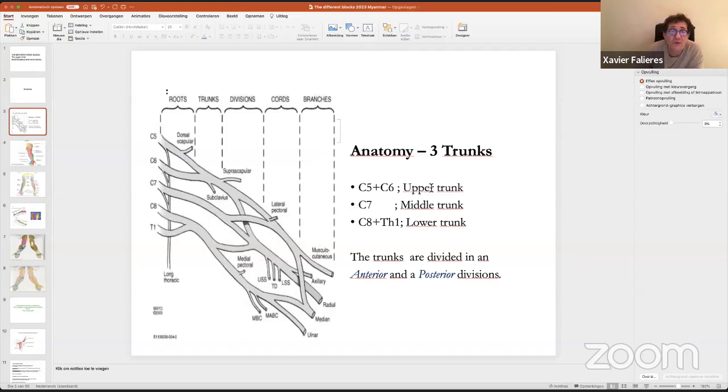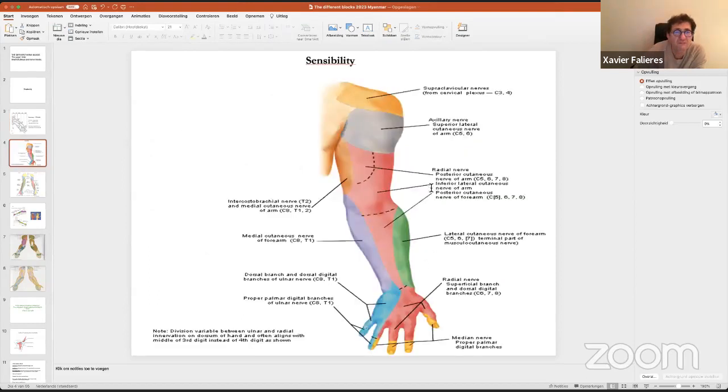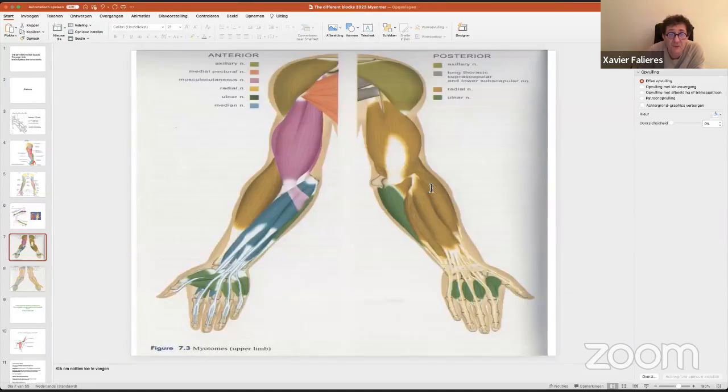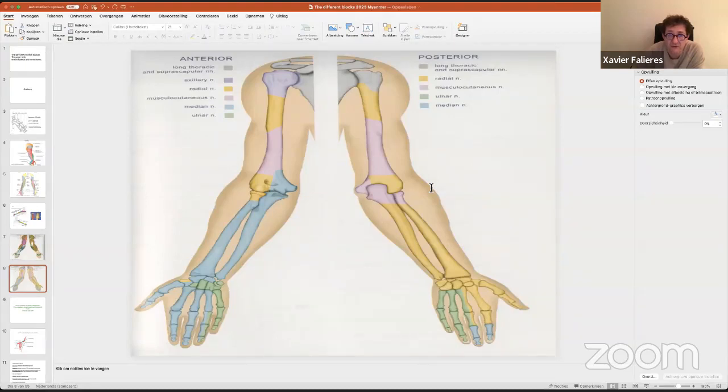So the anatomy is very simple. We have the three trunks. We have the roots, the trunks, the divisions, the cords, and the branches. It's only to give you an idea if you need to be very, very subtle, giving some differentiated blocks. You know that the sensibility is very different depending on the nerves. This you have to know for the hand, certainly. Then we have all the myotomes for the muscles, and the sclerotomes for the bones.